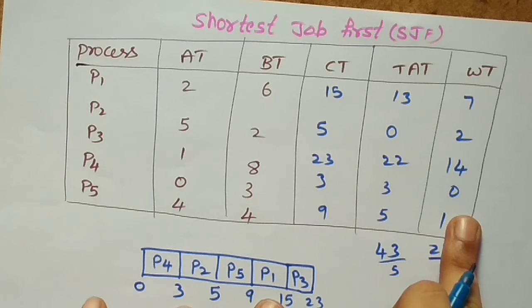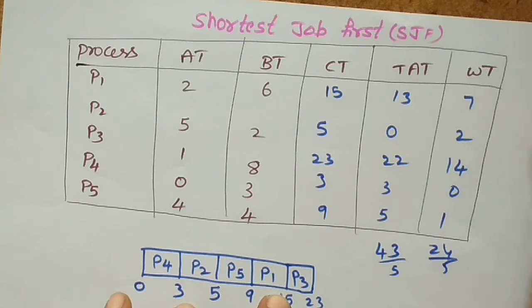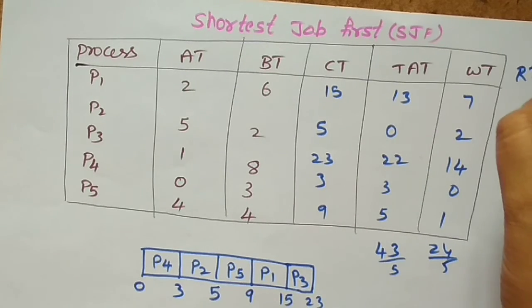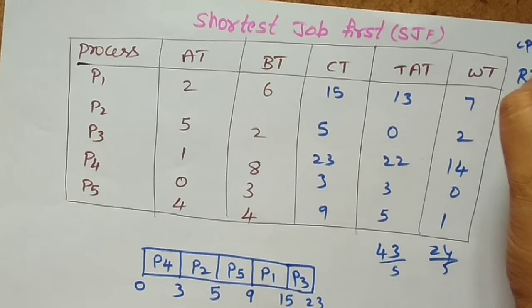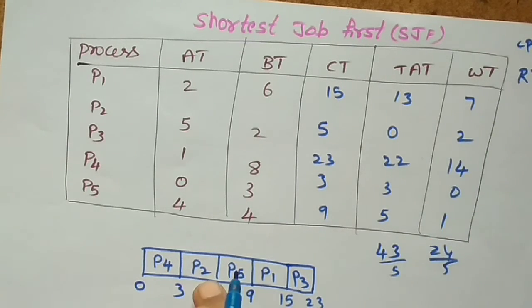How do we calculate the response time? The formula for response time is the CPU first time minus arrival time. That is, the CPU first time in the Gantt chart minus arrival time, not plus. Like this, we get the values of the response time.